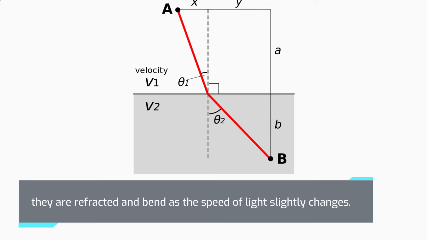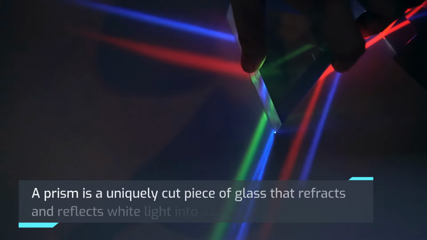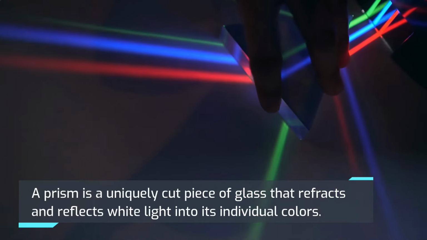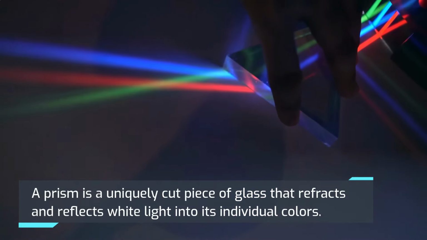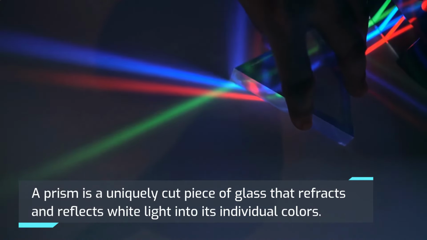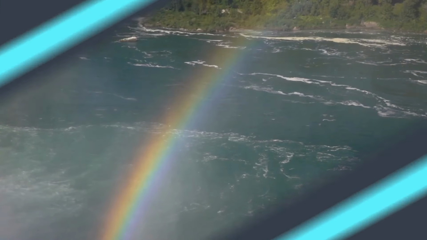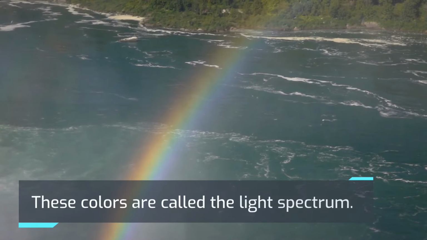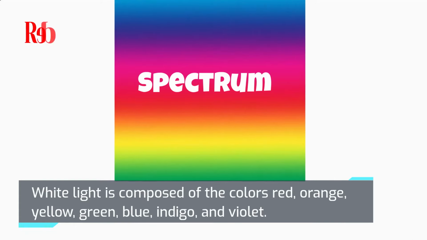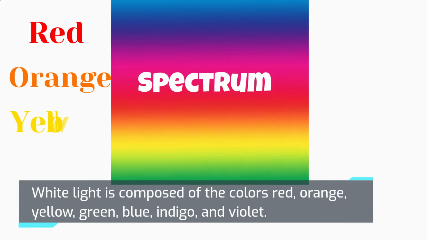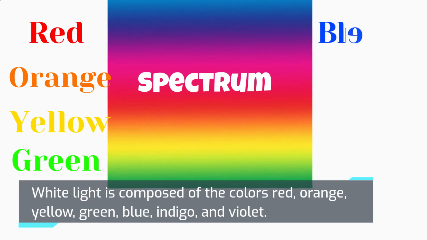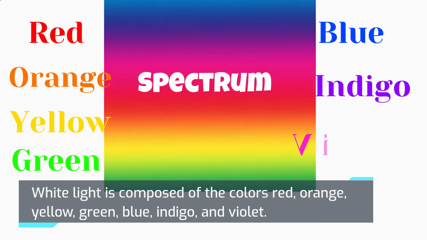A prism is a uniquely cut piece of glass that refracts and reflects white light into its individual colors. These colors are called the light spectrum. White light is composed of the colors red, orange, yellow, green, blue, indigo, and violet.